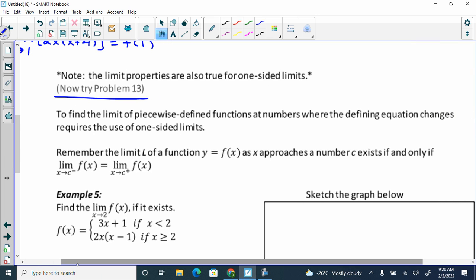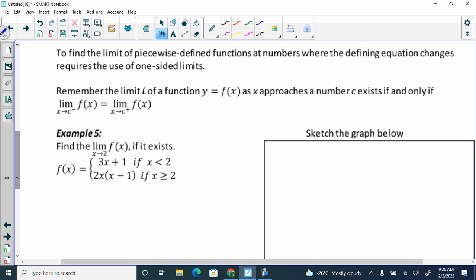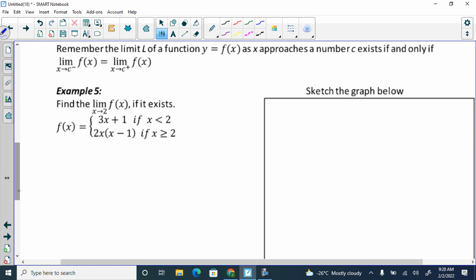Okay. So here it says that to find the limit of piecewise defined functions at numbers where the defining equation changes requires the use of one-sided limits. Majority of the time, you're going to start seeing a repeat. Because what I do is I go over the whole thing in the first lesson, and then I repeat the same thing, so it connects by the third lesson. So here it says, find the limit as x approaches 2 if it exists. Right? So how do we prove that it exists?